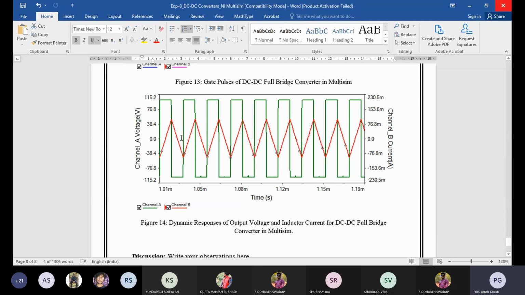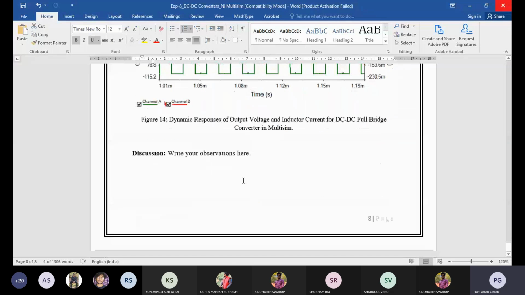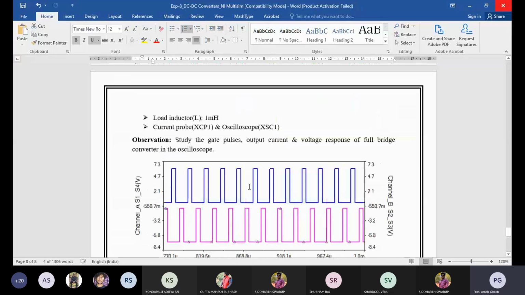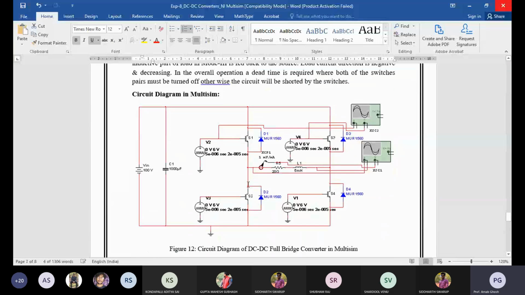Another question I had forgotten to mention: here you can see that it's an RL load. So what will be the problem? Normally both switches S1 and S4 work simultaneously, and S2 and S3 both work complementary to S1 and S4. Meaning when S1 and S4 are turned on, normally the S3 and S2 switches will be turned off. But it's an RL load.